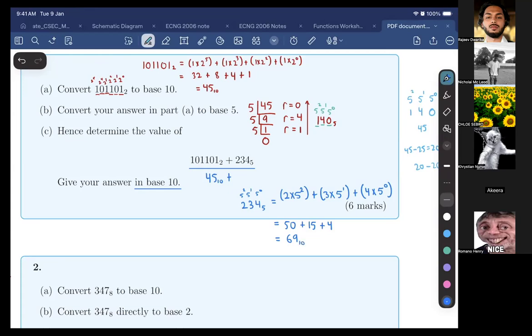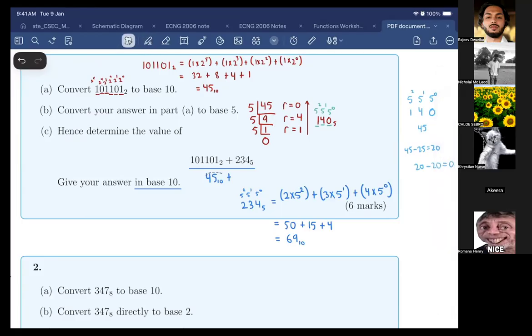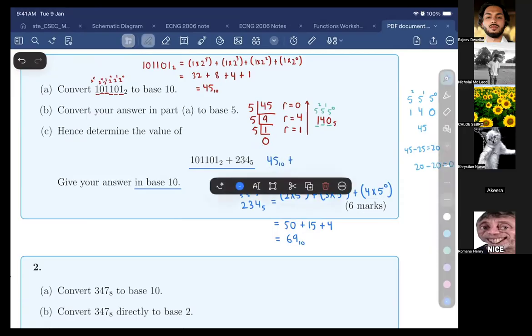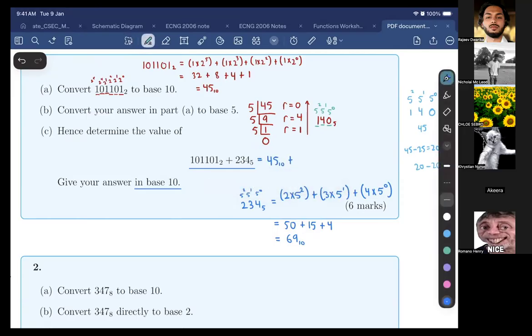Right? So guys, 2 3 4 base 5 is just what in base 10? 69. Yeah. So now I could just add everything because both of them in base 10. What's 45 plus 69? 114. Great. Don't forget to put base 10.